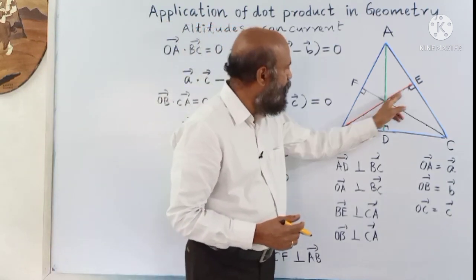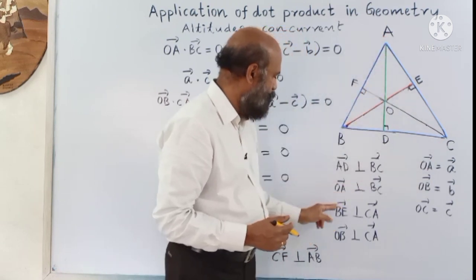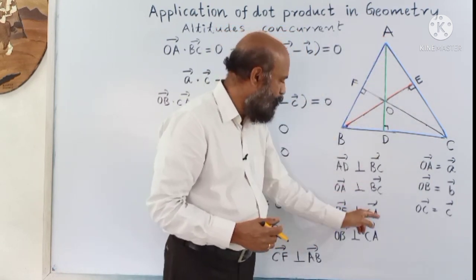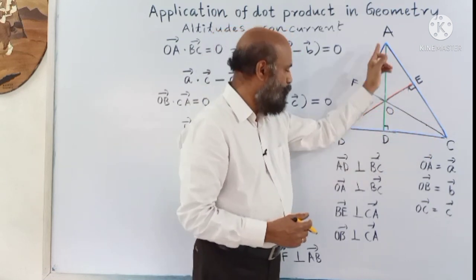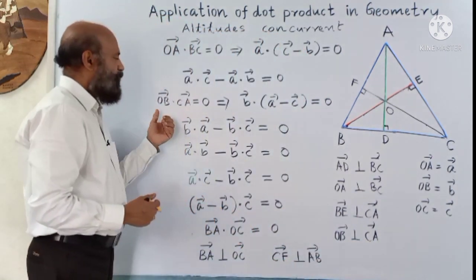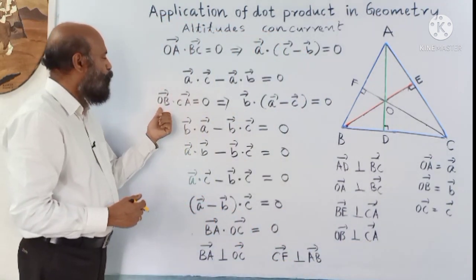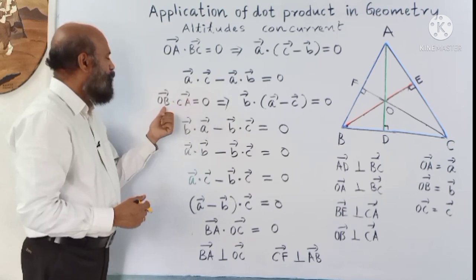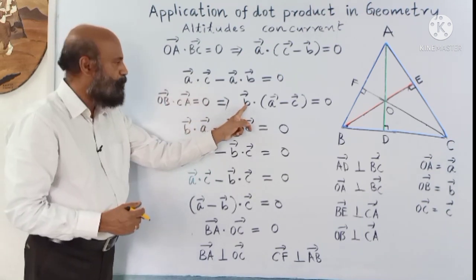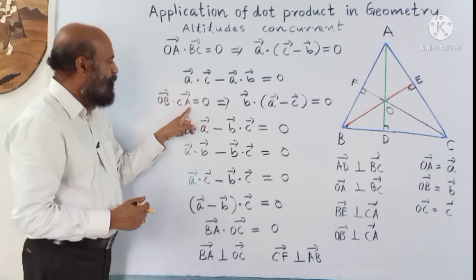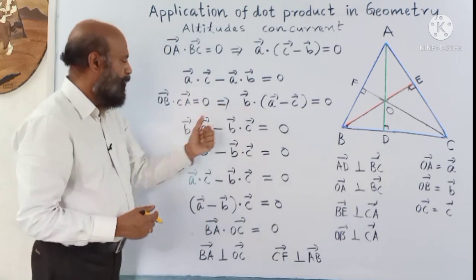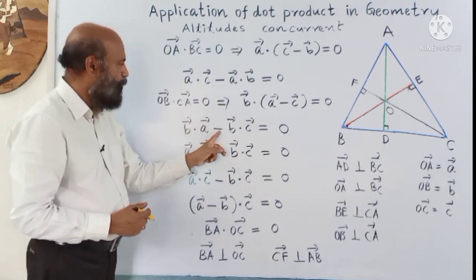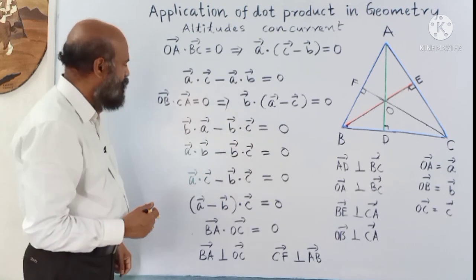Similarly, BE is perpendicular to CA vector. When BE is perpendicular to CA, OB is perpendicular to CA. When two vectors are perpendicular, the dot product will be 0. OB vector dot CA vector is 0. OB vector can be written as B vector, and CA vector can be written as position vector of A minus C, is equal to 0. Remove this bracket. B vector dot A vector minus B vector dot C vector is 0.